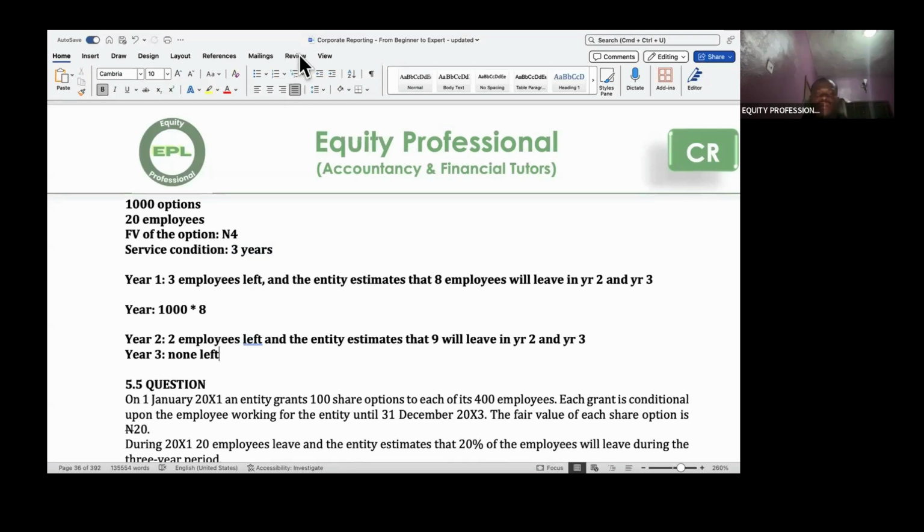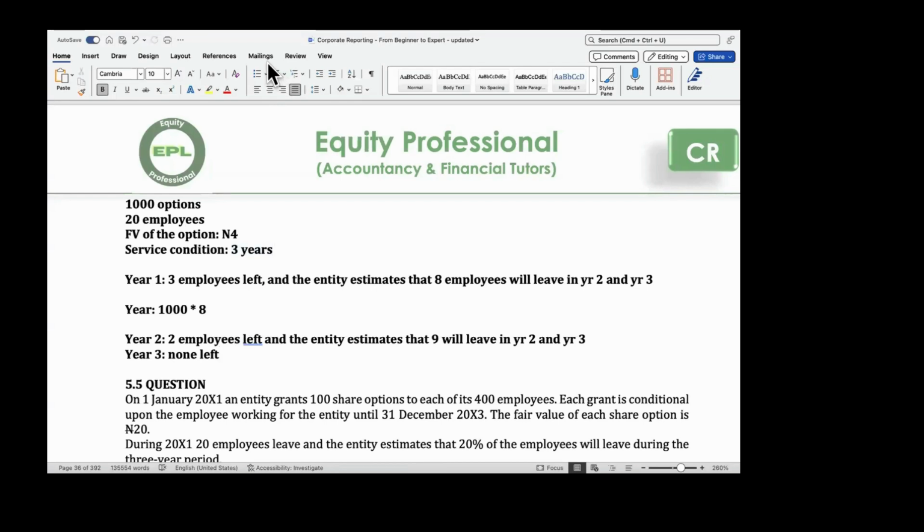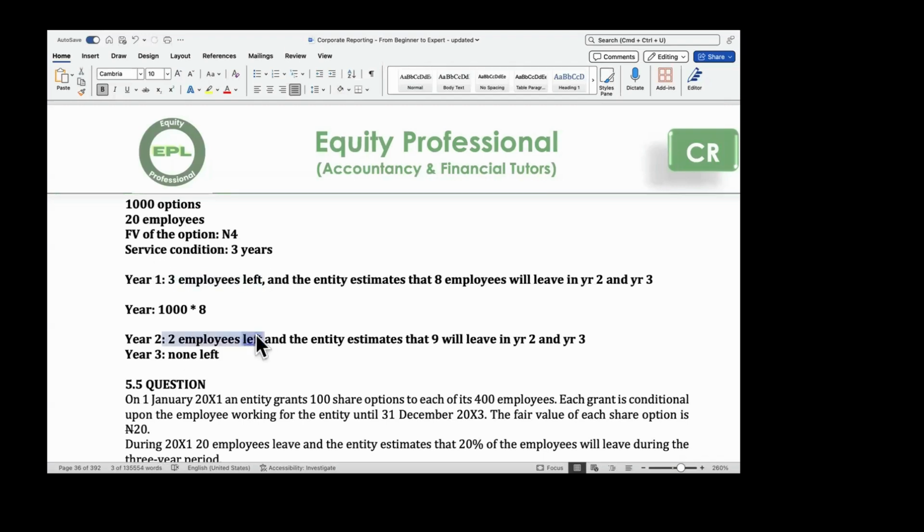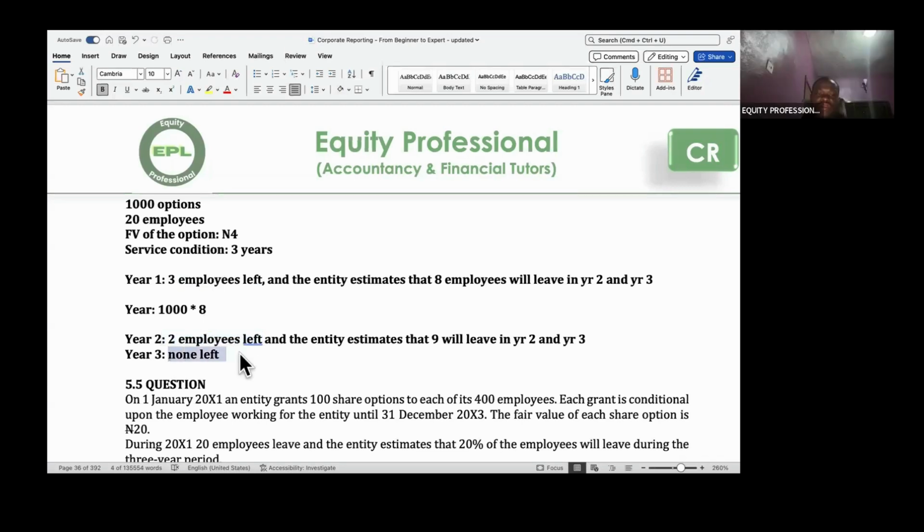Any other idea? 15. 15 is the answer. Because in year 3 now, we need to know the actual number of people that actually vest. Knowing fully well that 3 actually left in year 1, 2 actually left in year 2, and none left in year 3, in year 3 we don't need to work with estimates anymore, because that's the vesting date. We will have known the number of people that actually left. So now we know for sure that 5 actually left. So 15 will vest.